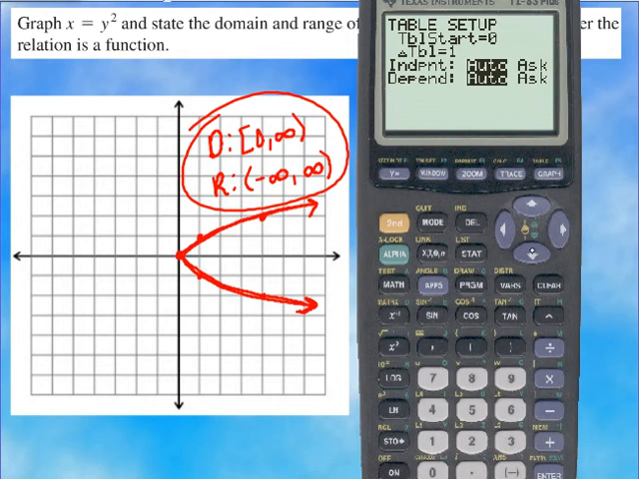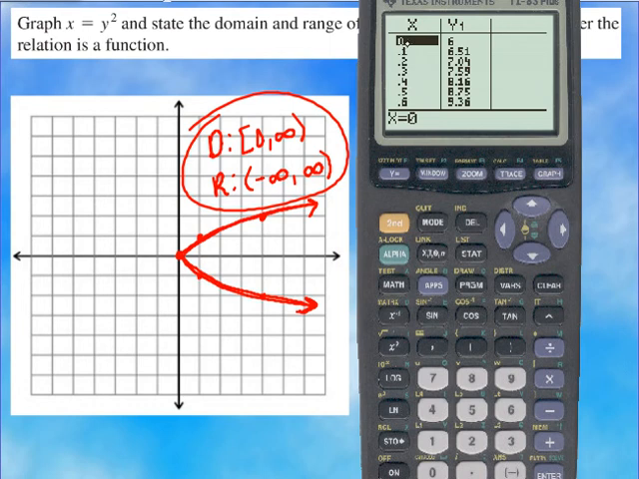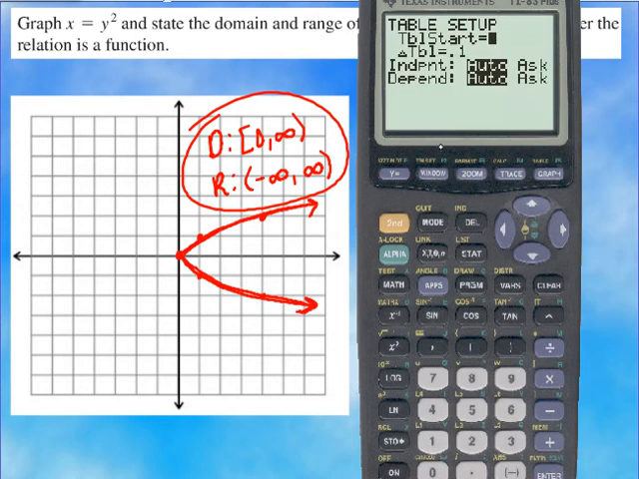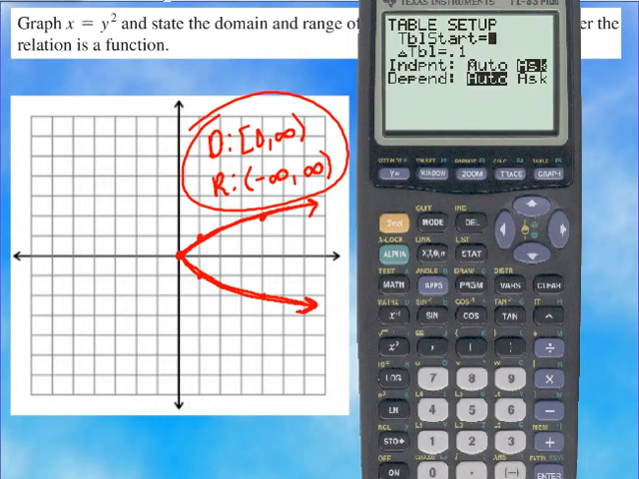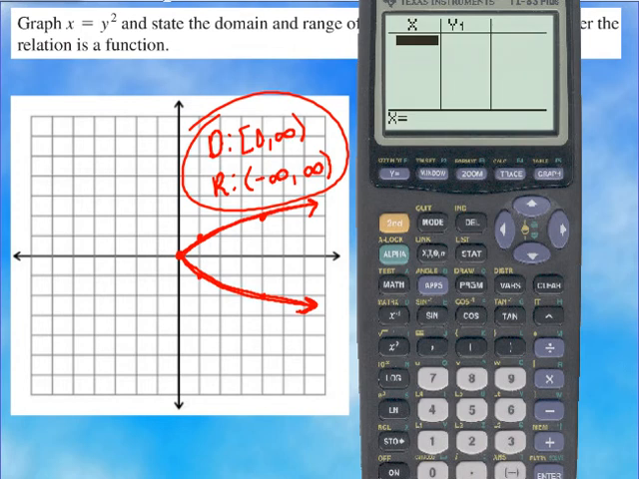Delta table is how much you want it to change each time. Let's say I wanted it to start at 0, and I want it to go up by 0.1 each time. And when you go to your table, it starts at 0, and then you have 0.1, 0.2, 0.3, 0.4. Or here's how I actually do it. I go to table set, and on independent variable, this is pretty cool. You can click on ask. If you've got a bunch of stuff you need to plug in, this is a good ACT tip, type it into y equals, there's my function. Go to table set, set your independent variable, which is your x, your input, to ask, and then go to your table, and there's nothing there. Why is there nothing there? Anybody know?